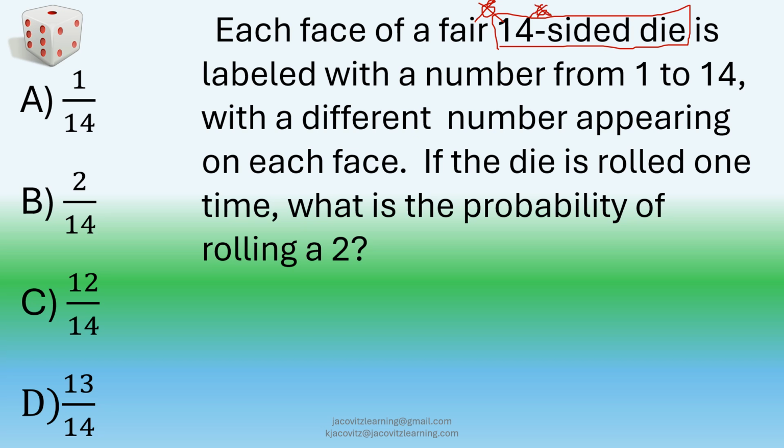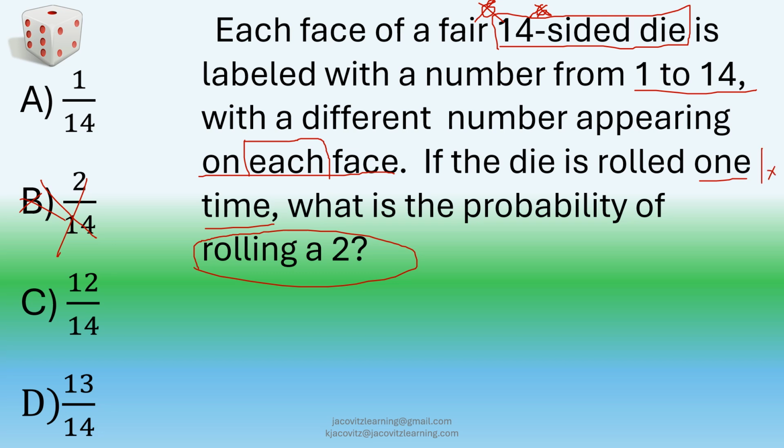Each face of a fair 14-sided die is labeled with a number from 1 to 14, with a different number appearing on each face. They're giving you hints too. If the die is rolled 1 time, what is the probability of rolling a 2? Please do not jump over here and choose B, because people are inclined to think 2 out of 14. That's the quick way to trick your mind. Look at what is going on. They are asking you a number from 1 to 14 on each face 1 time.